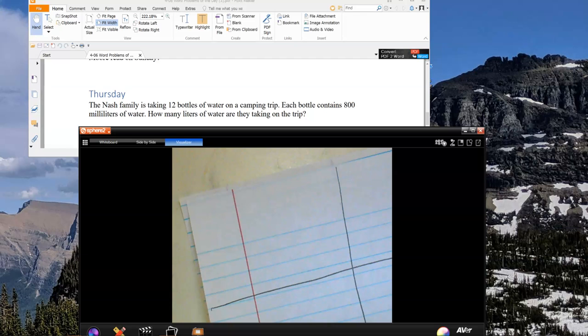First of all, I want to read the problem out loud, and then I'll work on an answer sentence. The Nash family is taking 12 bottles of water on a camping trip. Each bottle contains 800 milliliters of water. How many liters of water are they taking on the trip?